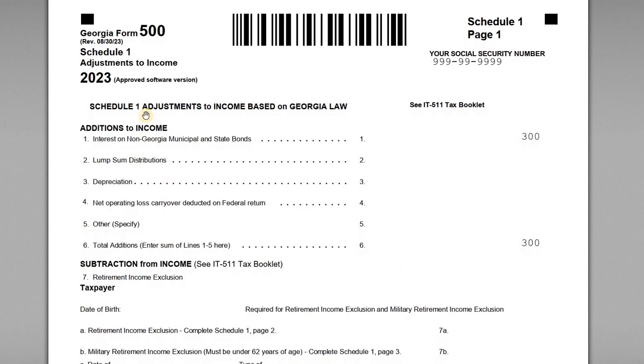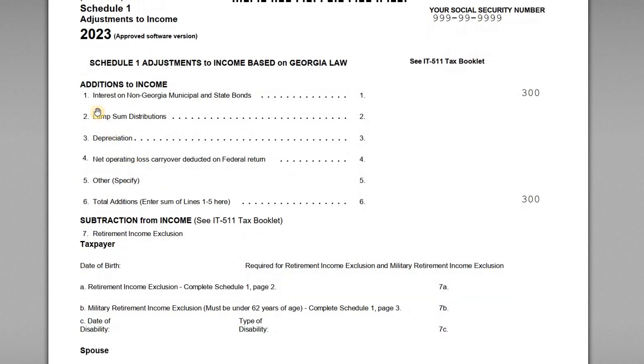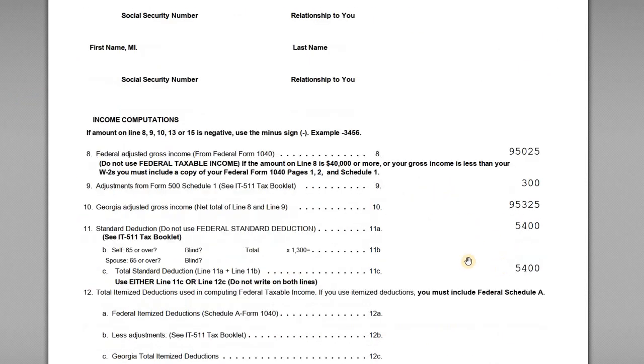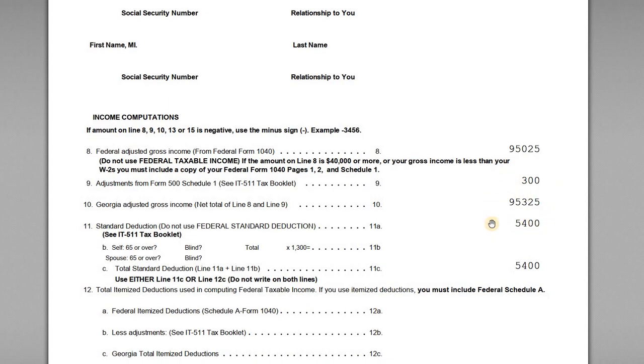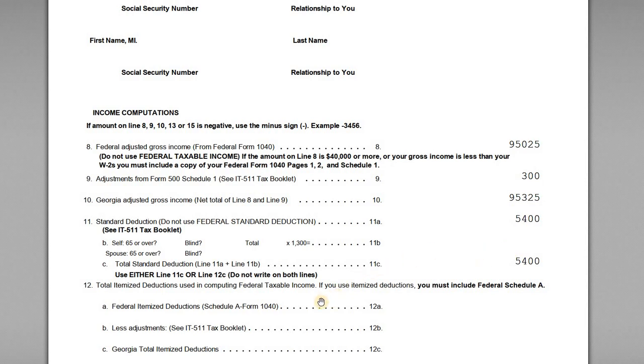All right, now the Georgia adjustments are reported on Schedule 1, and this flows back to page 2 of that Georgia return. But we can see here, Schedule 1, we have adjustments to income, and on line 1, we have an addition to income, which is attributed to interest on non-Georgia municipal and state bonds. All right, so because this is Florida municipal bond interest, we have to have an adjustment to add back that interest to our federal AGI. And so our Georgia adjusted income is going to be the federal AGI plus that Florida municipal bond interest. So $95,325 is our Georgia adjusted income.